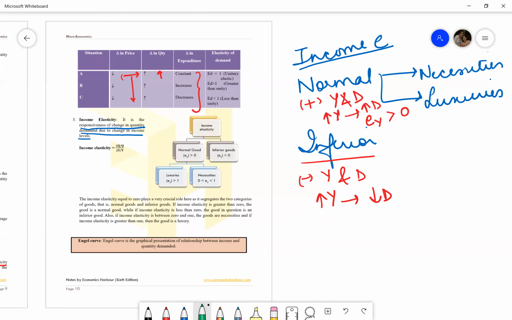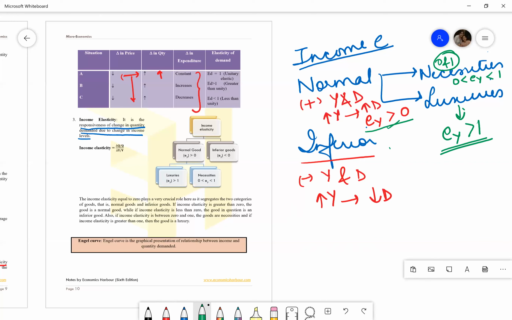Coming on to the further classification of normal goods. We know that in case of normal goods, income elasticity is greater than 0. So how do we classify between necessities and luxuries? In case of necessities, the income elasticity will be greater than 0 but less than 1. In other words, it will be between 0 and 1. But in case of luxuries, income elasticity will be greater than 1.